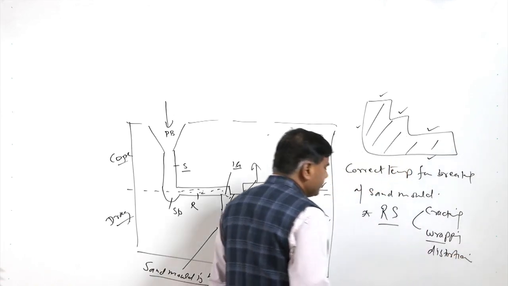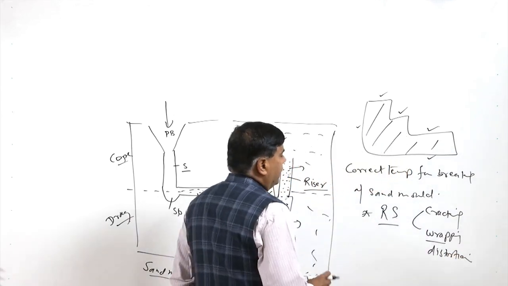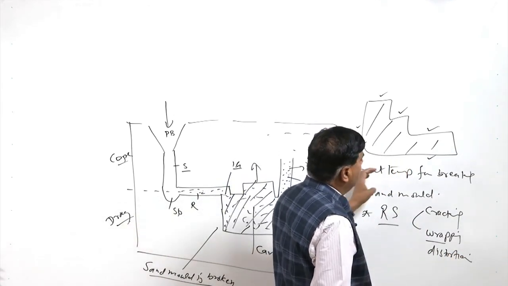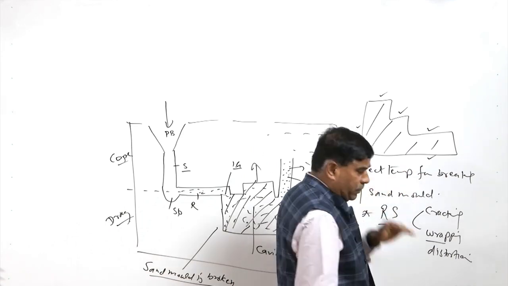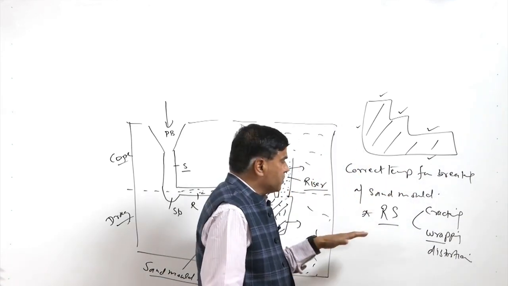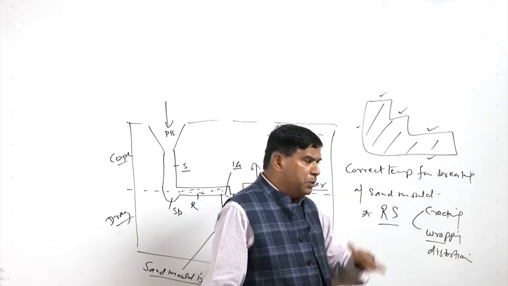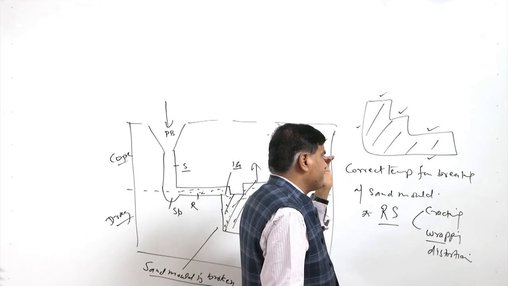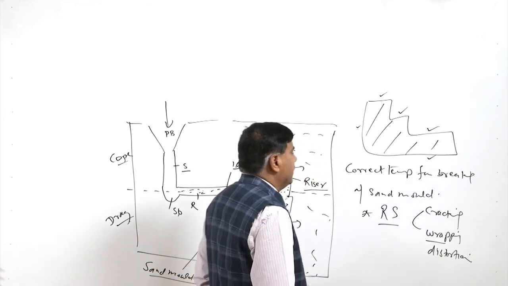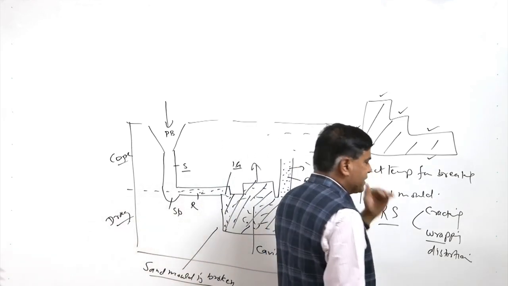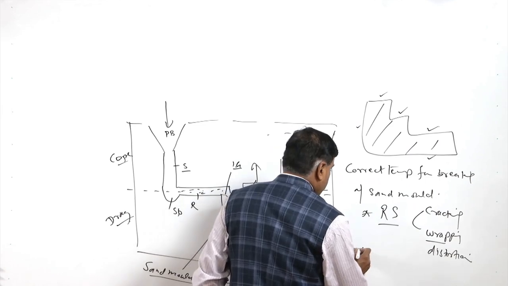So, this is one aspect: the sand mold should be broken at a sufficiently low temperature of the casting, so that not much differential cooling rate is experienced by the casting at the surface and in the core portion.